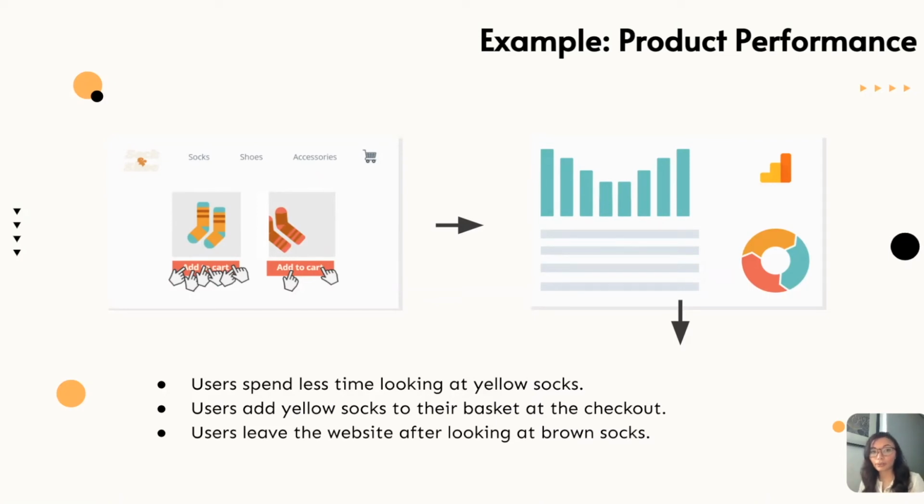So now that we know this information, we can inform the stakeholder and we can recommend some changes. So if we have a look at the product photo on the left, we can see that the image of the brown socks isn't as good quality as the yellow socks. So the socks are upside down and half of them are out of the picture. So we could recommend to the stakeholder to fix the product image and see if this changes the behavior of our customers.